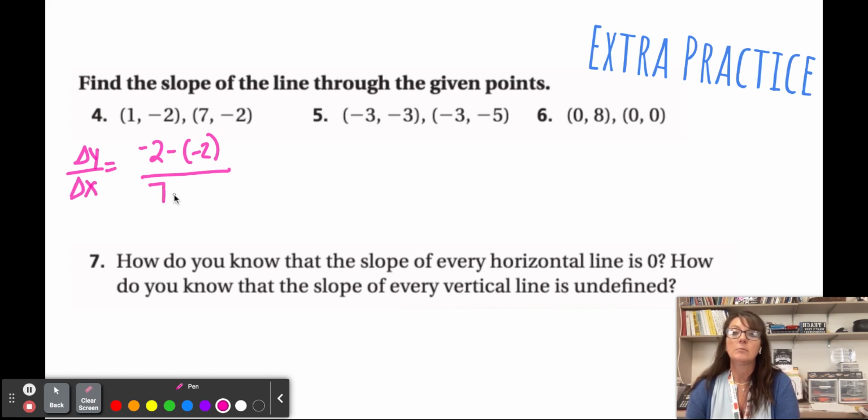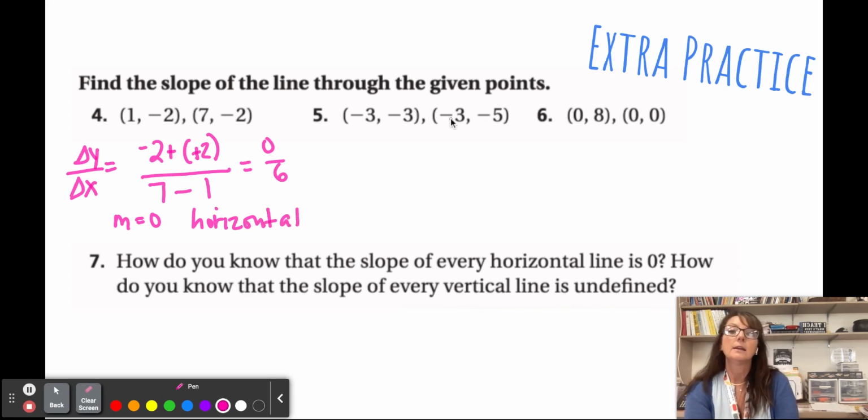So 7 minus 1. Again, double negative. So negative 2 plus 2 is 0. 7 minus 1 is 6. This is going to give us a slope equal to 0. A 0 slope is a horizontal line. Okay, that's the horizontal line.